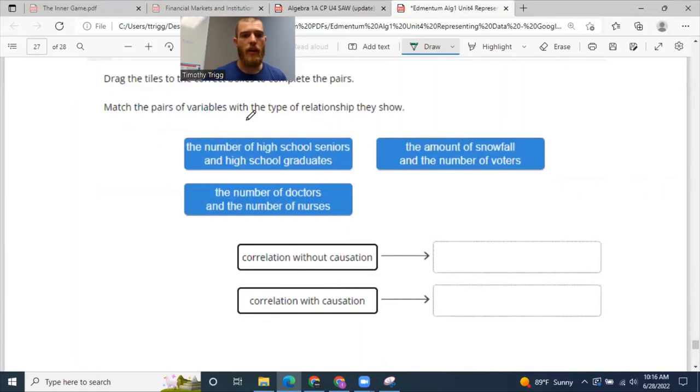Match the pairs of variables with the type of relationship they show. The number of high school seniors and the high school graduates, I would say that's correlation with causation, right? Having more seniors causes more graduates. The amount of snowfall and the number of voters, probably not correlated at all. The number of doctors and the number of nurses, correlated without causation. The doctors don't cause there to be more nurses. There is probably a third variable that causes both to increase.